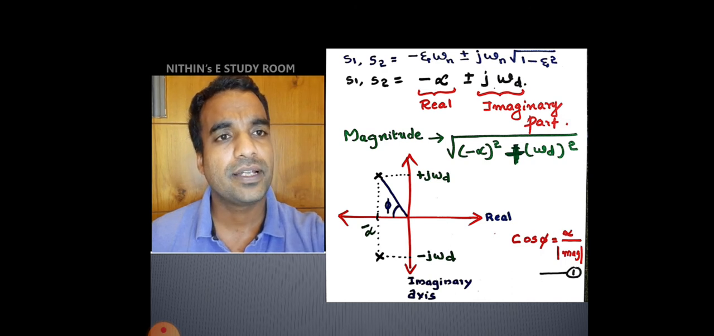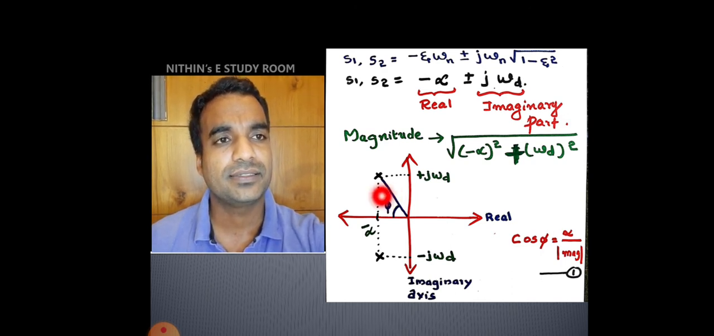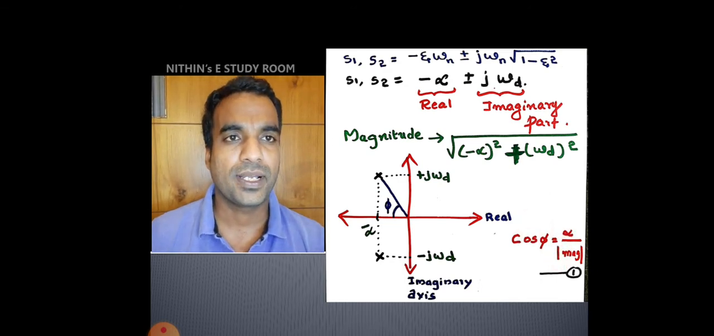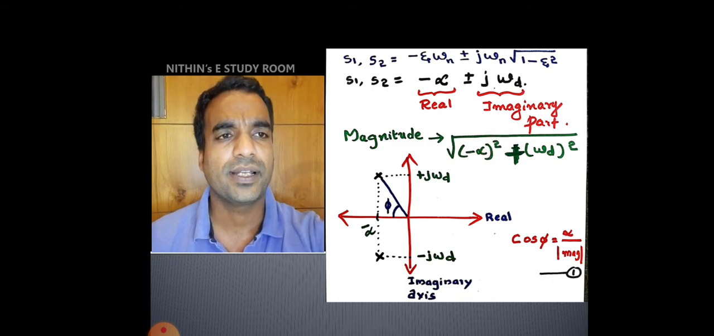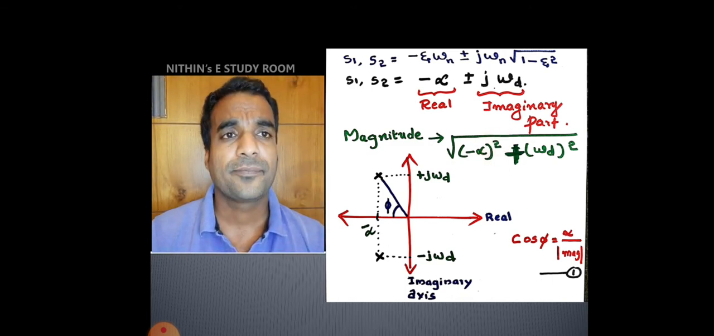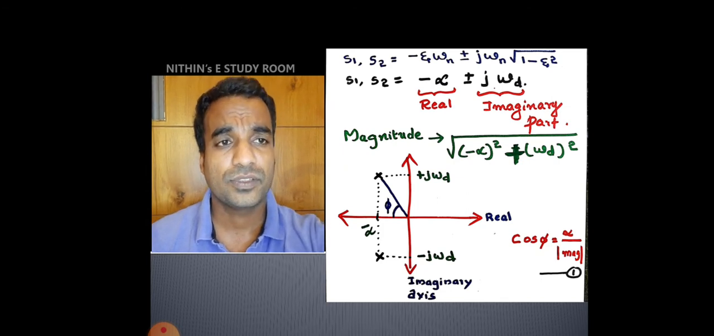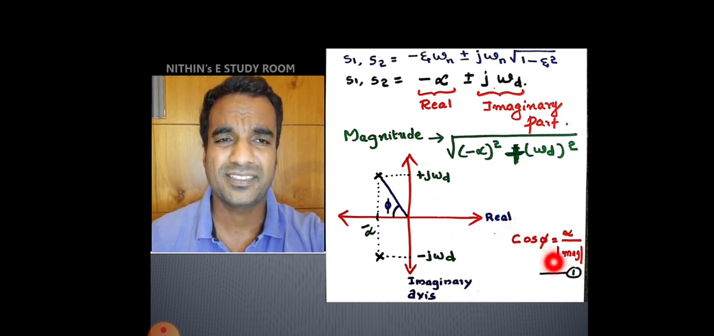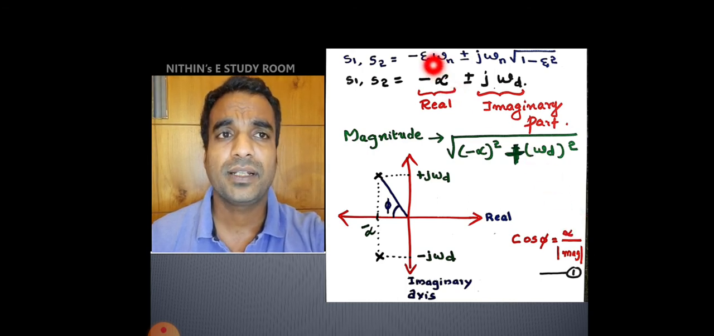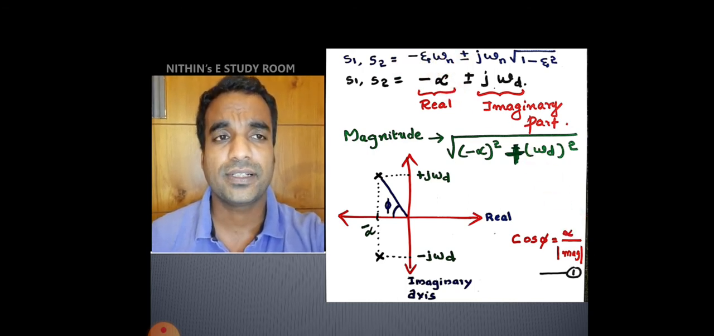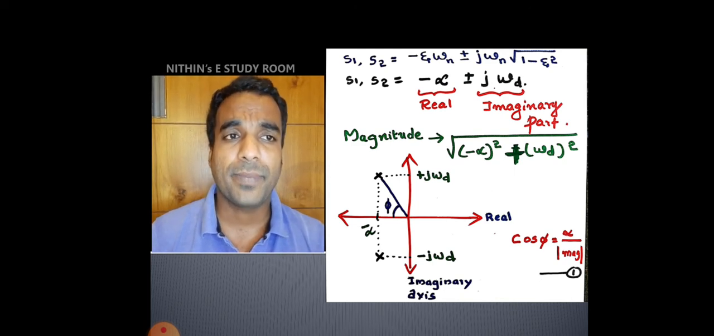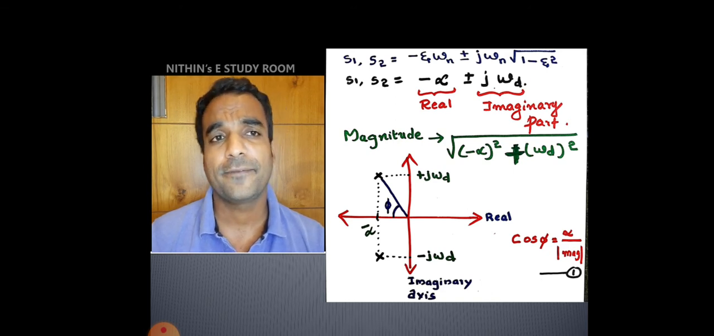So here, by doing this trigonometric analysis, we will get cos phi is equal to alpha by the magnitude, and if you solve this magnitude equation, you will get omega n. Please recap, this was there in the previous class. Cos phi is equal to alpha by omega n, and alpha is nothing but eta omega n. So cos phi is equal to eta omega n by omega n. So cos phi is equal to eta. So phi is equal to cos inverse of eta.